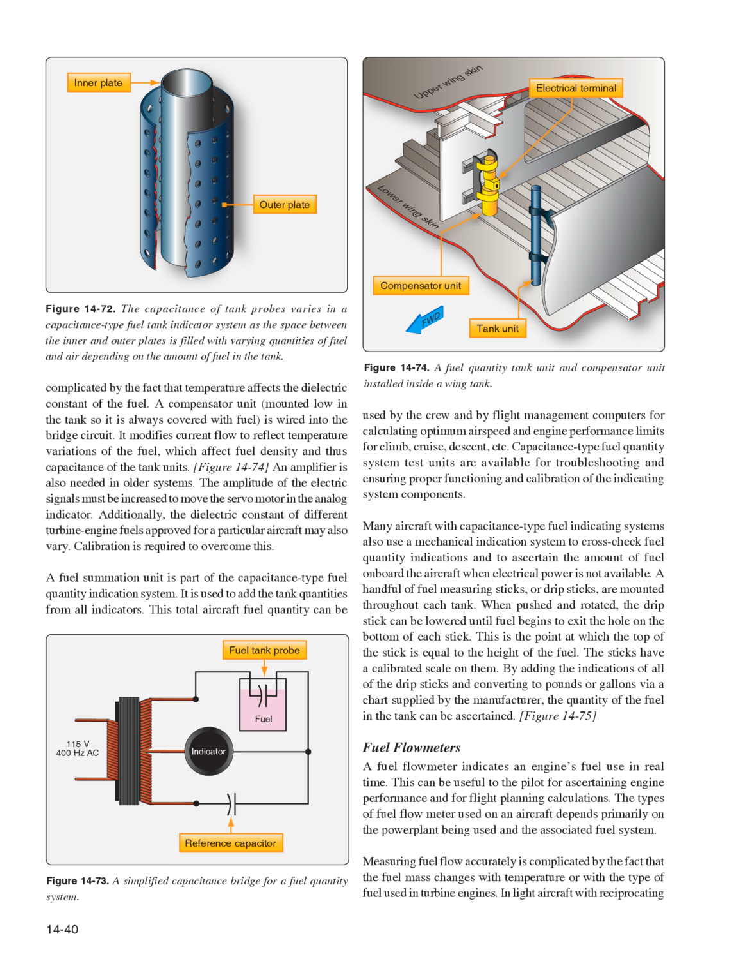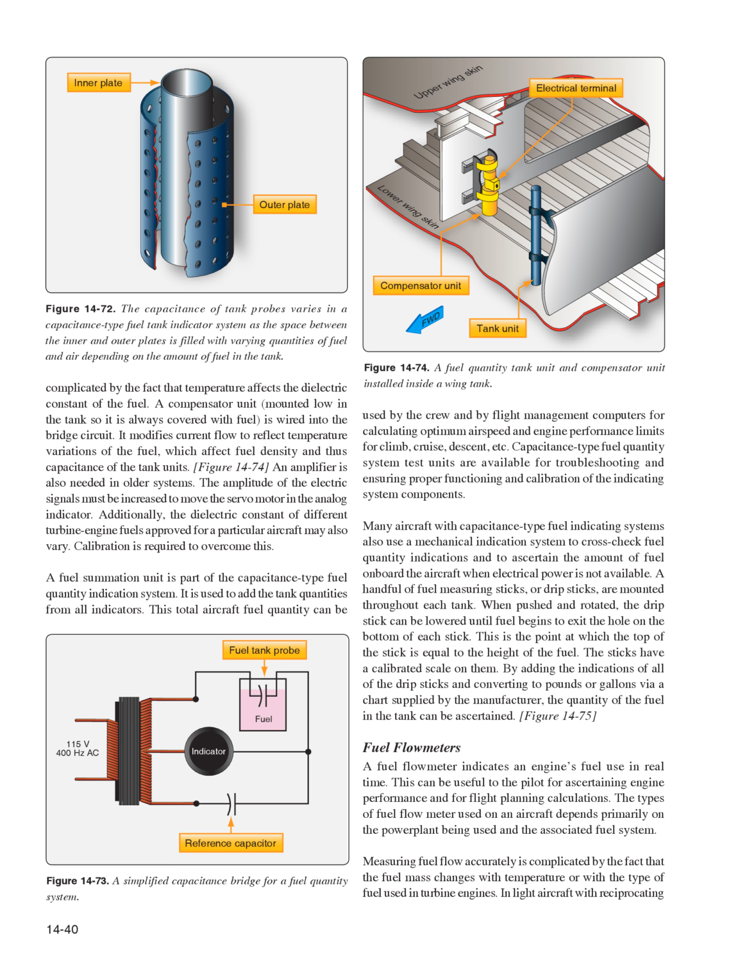The amplitude of the electric signals must be increased to move the servo motor in the analog indicator. Additionally, the dielectric constant of different turbine engine fuels approved for a particular aircraft may also vary. Calibration is required to overcome this. A fuel summation unit is part of the capacitance-type fuel quantity indication system. It is used to add the tank quantities from all indicators.